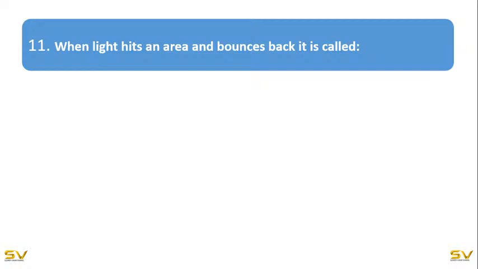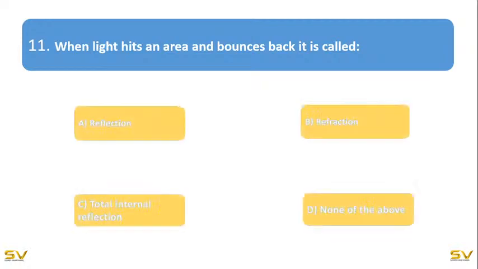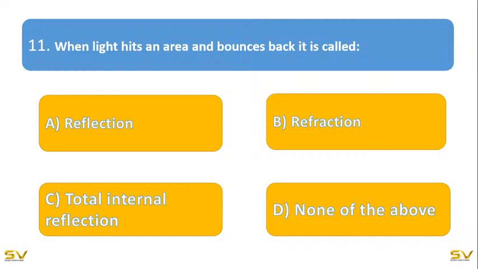Now coming to the next question, the 11th one. When light hits a surface and bounces back. So light from a source is hitting a surface and it is bouncing back. What is this called? Is it reflection, refraction, total internal reflection, or none of the above? What do we call this phenomenon? Yes, I got answers from Lamis and Sai Lakshmi.